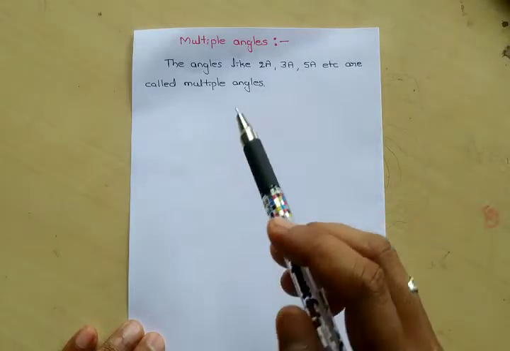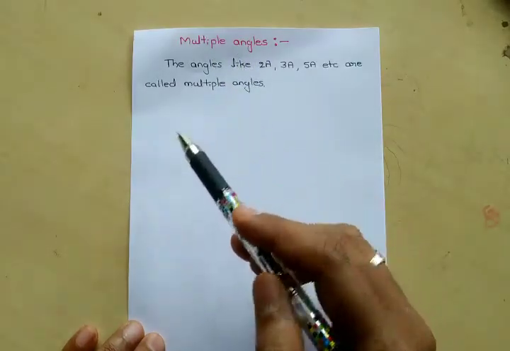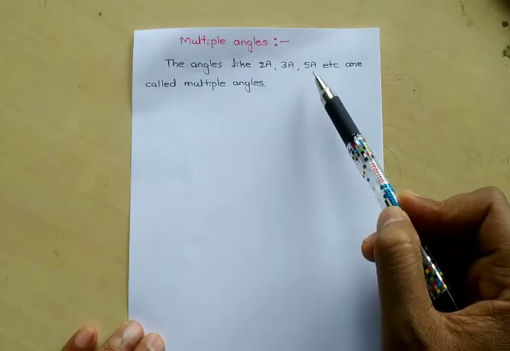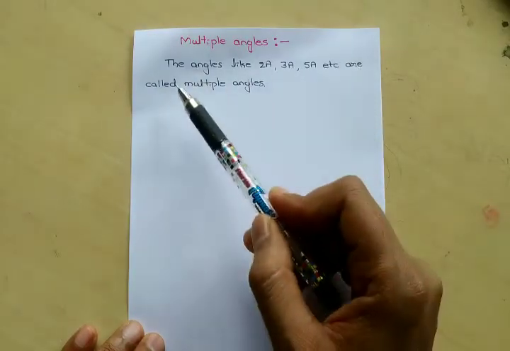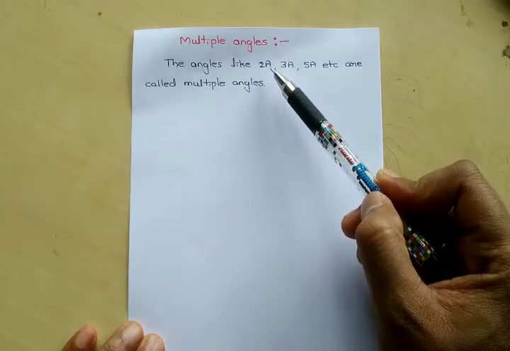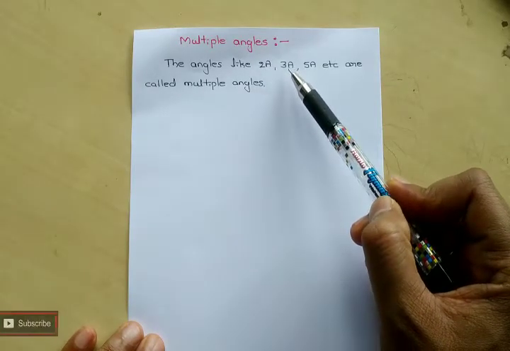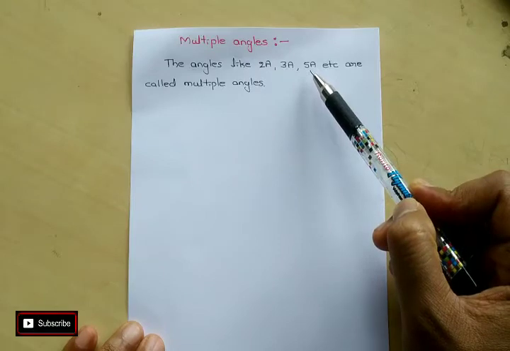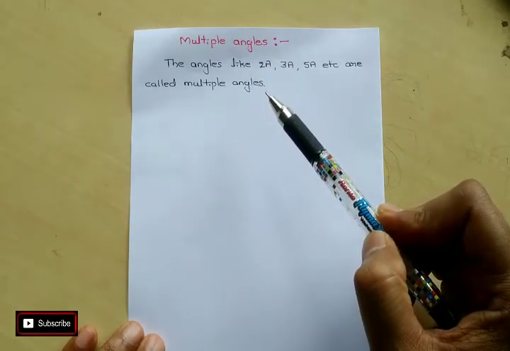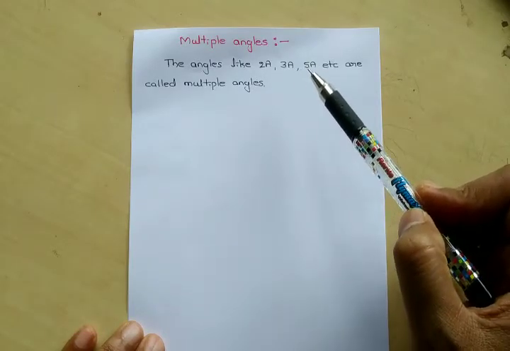Hello everyone, in this video we will see trigonometric ratios of multiple angles. Multiple angles means angles like 2A, 3A, 5A, etc. If I consider A as an angle, then twice A, thrice A, 5 times A, and so on are all multiple angles, because multiple times I am adding the same angle.